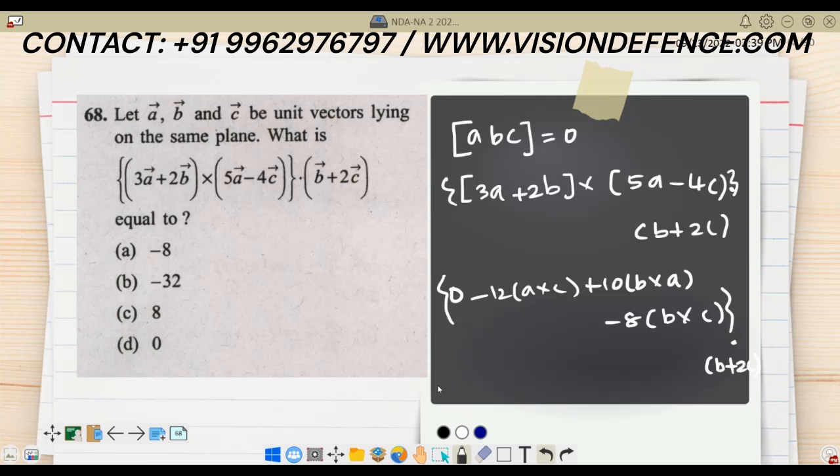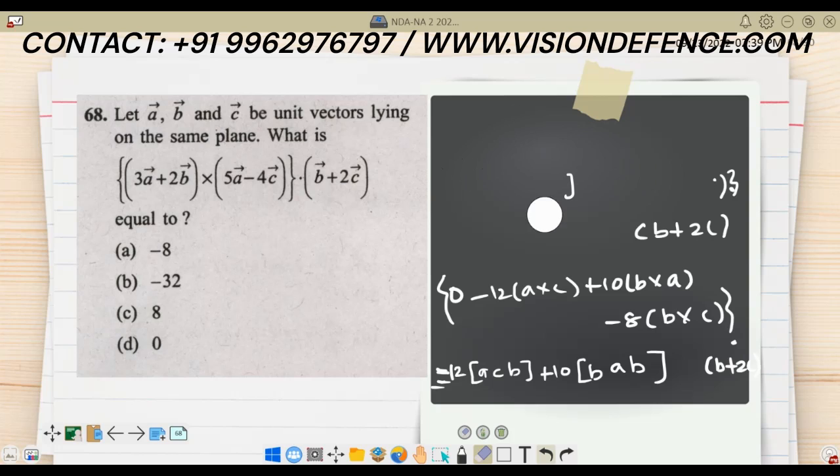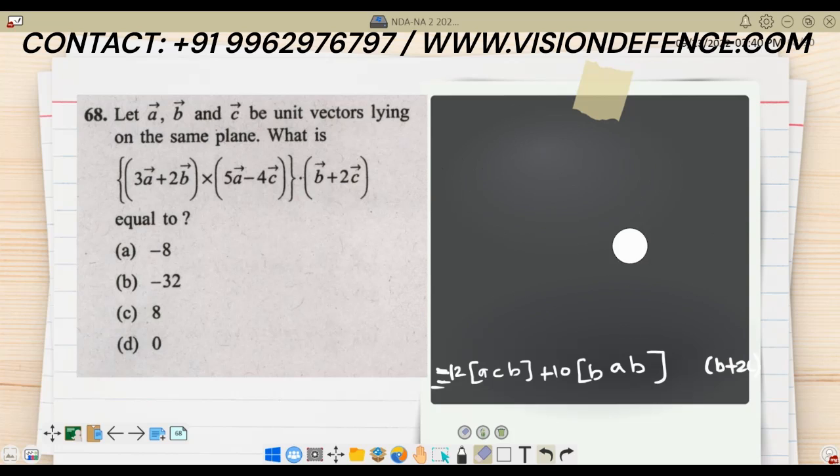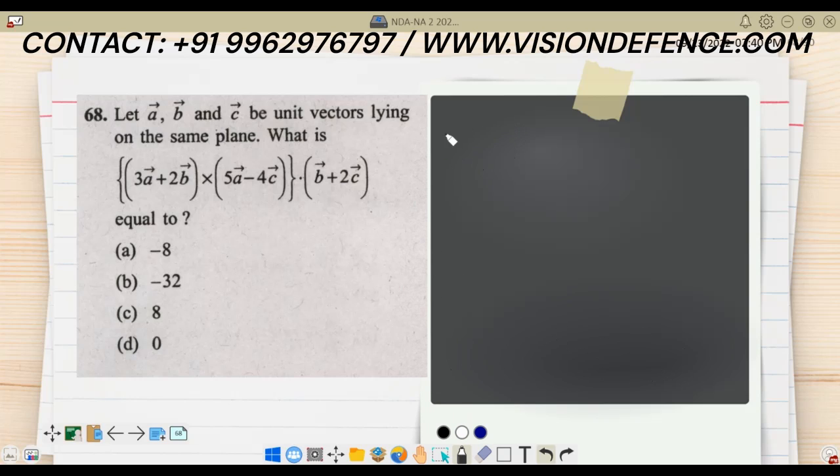First it's going to be 0, then it's going to be minus 12 ACB, and then plus 10 BAB, because B cross A dot B. So it's going to be plus 10 BAB. Let me erase the whole thing. I hope you have taken notes. If not, just copy that, then we'll continue.